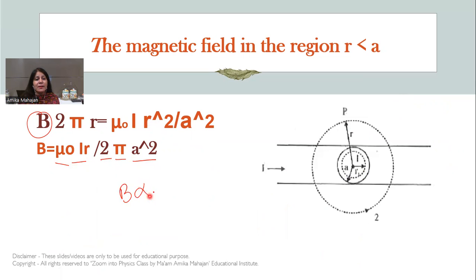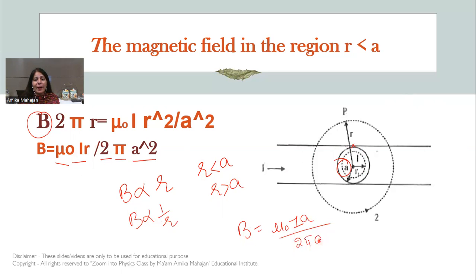Now in this region, B is directly proportional to r, for r less than a. And for r greater than a, it was inversely proportional to r. If r is equal to a, if I consider a point on the wire, then in place of r, I will put a. So in that case, B will be mu naught I into a upon 2 pi a square. One a will cancel. It will be mu naught I by 2 pi a. This is for the region r equal to a, on the surface of the wire.